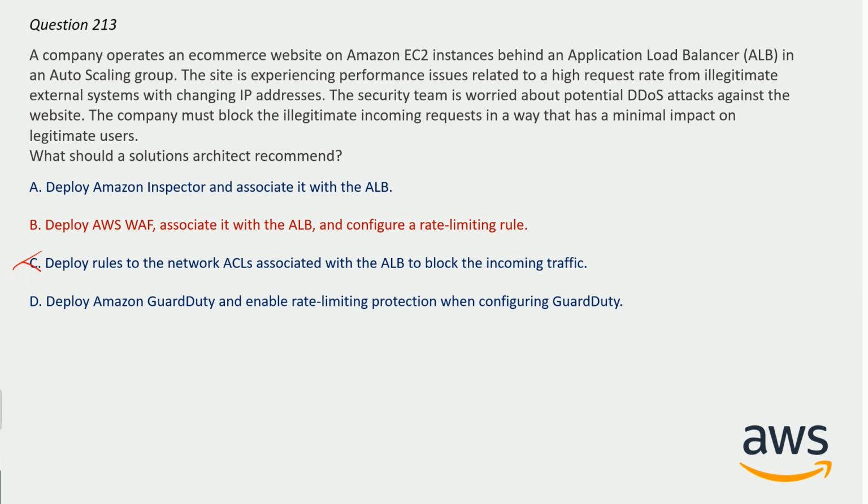And AWS Inspector assesses applications for exposure, vulnerabilities and deviations from best practices. So it's for penetration tests and so on. So this is also eliminated. And now if I talk about AWS GuardDuty, AWS GuardDuty is threat detection, not prevention. So this is also wrong. So AWS WAF is the only best option, and also wherever there is a possibility of a DDoS attack, always go for AWS WAF. And now question number 214.